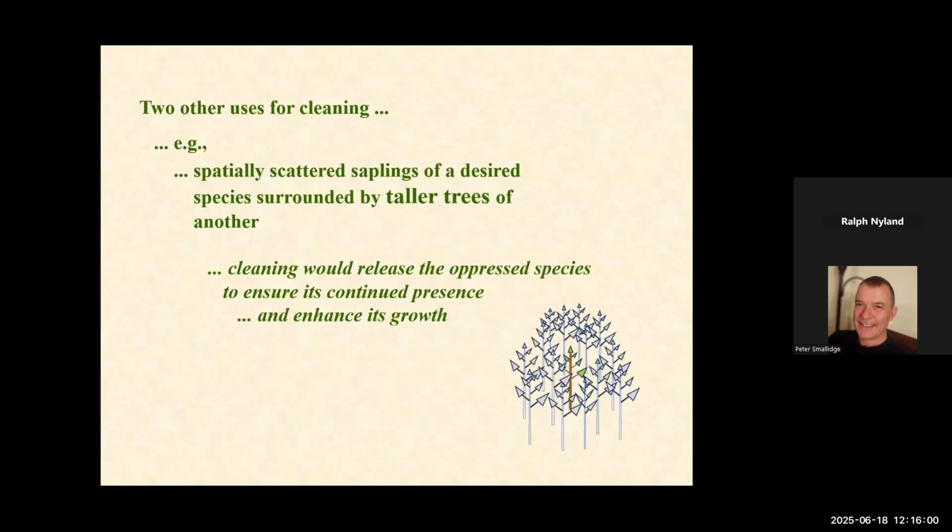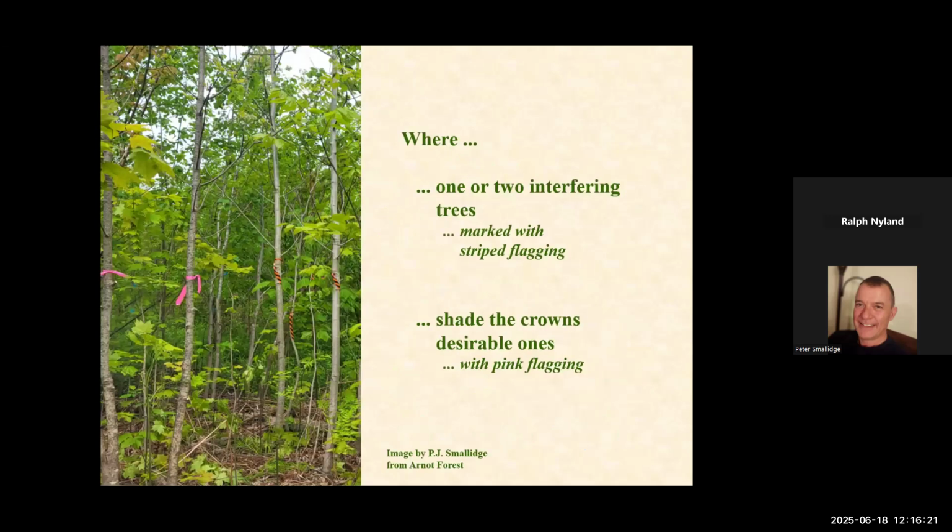There are two other uses of cleaning. For example, we might find spatially scattered saplings of desired species surrounded by taller trees of another species. And cleaning would release the oppressed species to ensure its continued development into the future and enhance its growth. Here's the case, again from Peter. The pink flag, trees that we'd like to have, the striped flags, undesirable species that are oppressing the development of the ones with pink flagging.